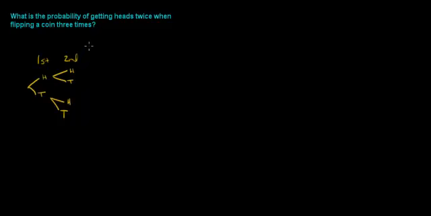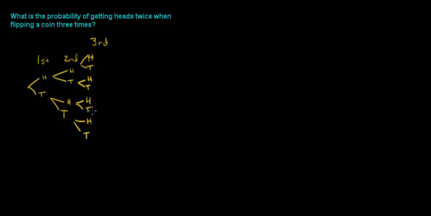I go to flip the coin a third time. Each of these outcomes has a pair of possible outcomes. So heads here could have been heads or tails. Tails here could have been heads or tails. Heads or tails here. And heads or tails here. So we've come through and calculated all of these different possible outcomes.